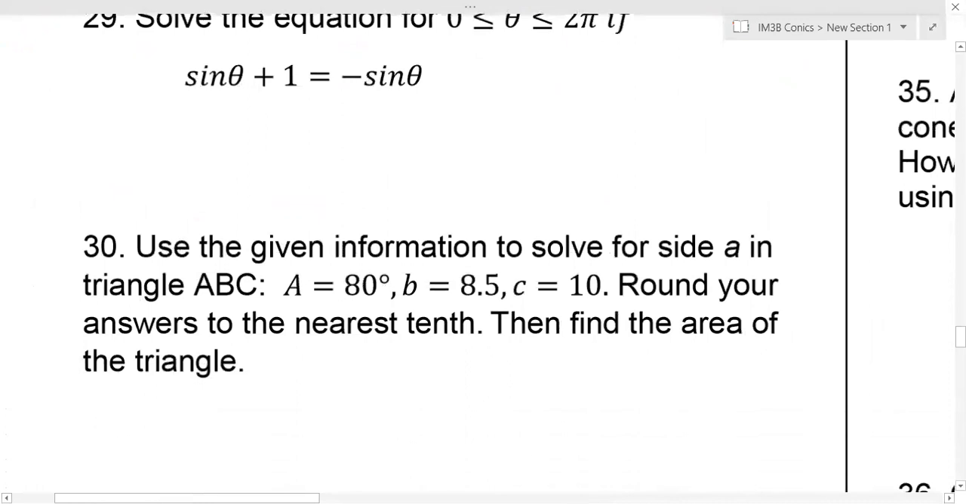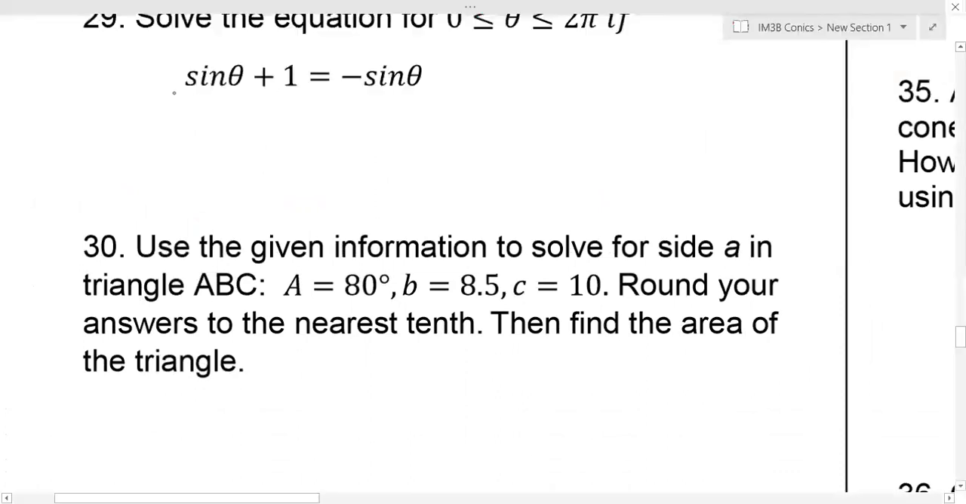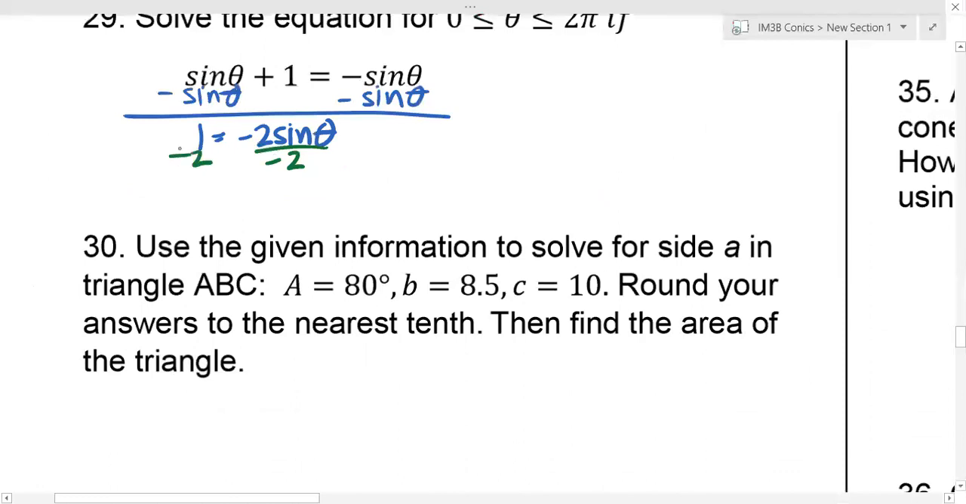For 29, we have to solve for sine, and then we're going to use the unit circle to find our answer. Since I have a sine theta by itself on one side and then a constant with another sine theta over here, I'm going to subtract sine theta from both sides, which gives me 1 equals negative 2 sine theta. And if I divide both sides by negative 2, that gives me that sine theta is equal to negative 1/2.